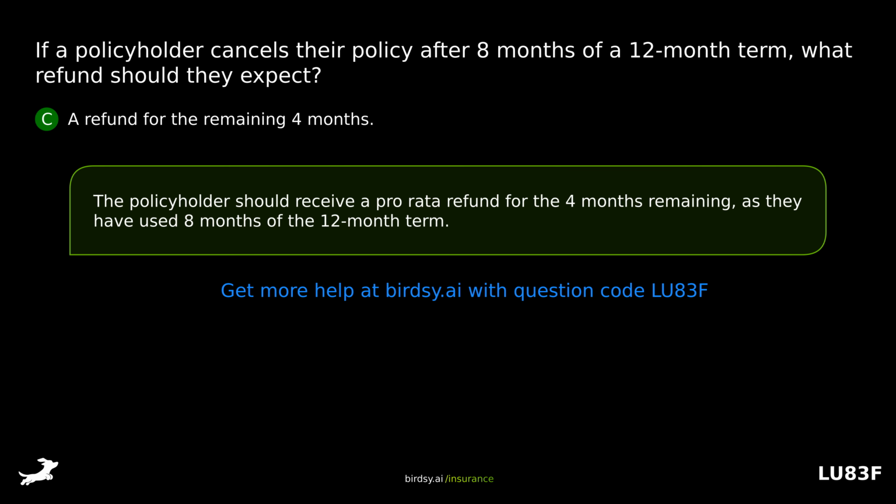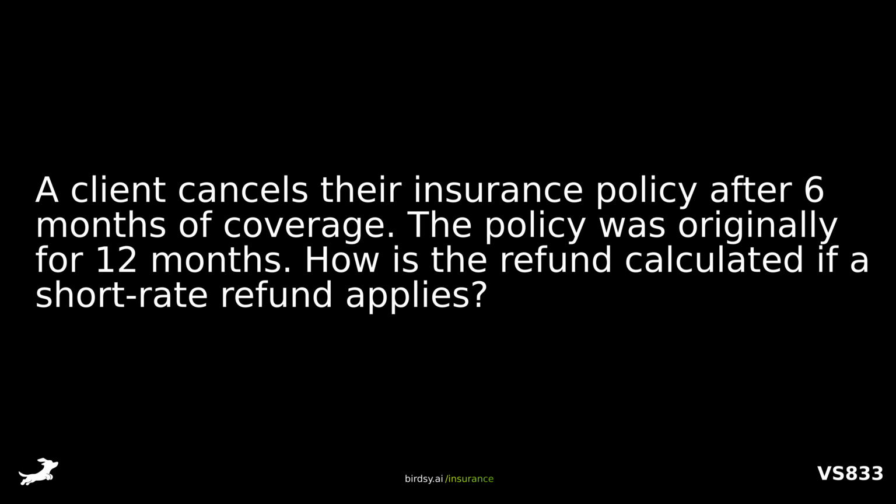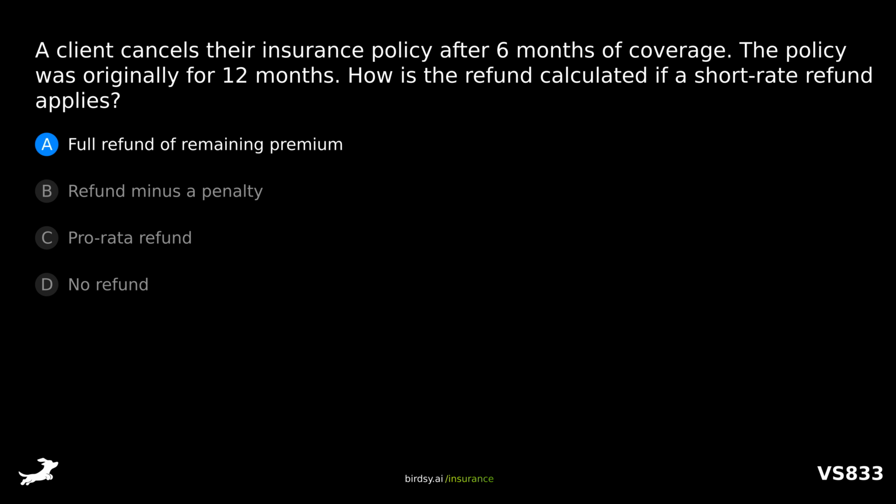The policyholder should receive a pro rata refund for the 4 months remaining, as they have used 8 months of the 12-month term. Short rate refunds. A client cancels their insurance policy after 6 months of coverage. The policy was originally for 12 months. How is the refund calculated if a short rate refund applies? Is it A, full refund of remaining premium, B, refund minus a penalty, C, pro rata refund, or D, no refund? The answer is B, refund minus a penalty.